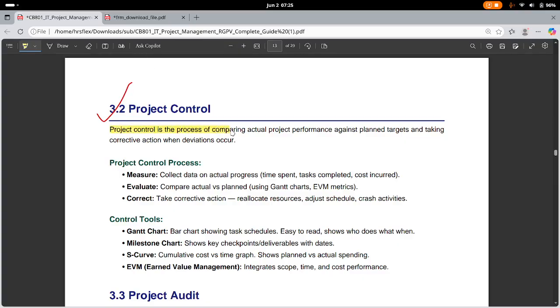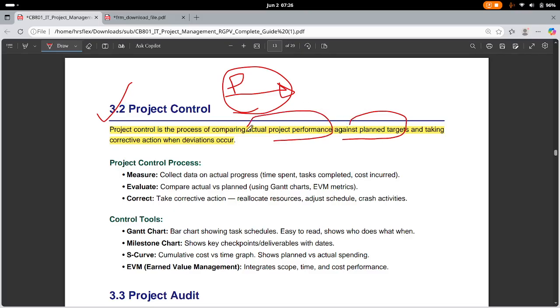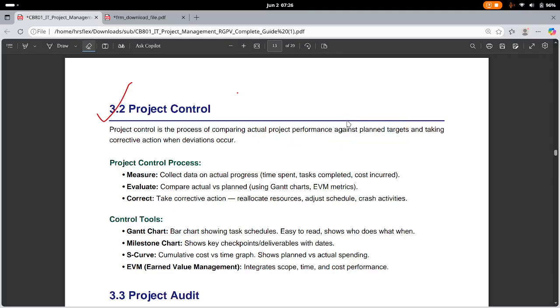Project control is a process of comparing actual project performance against planned targets and taking corrective actions when deviation occurs. It is basically you have a plan. Everybody has a plan in the project, and you need to review this plan at regular intervals of time. Against the planned target, you need to review the actual project performance. This is called control. And if there is a deviation or some delay, just do corrective actions. I hope I'm making it clear to you guys.